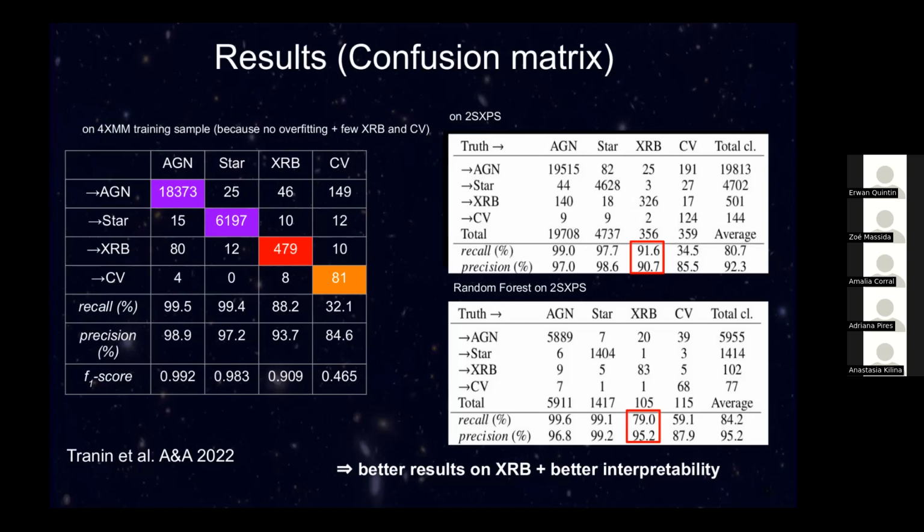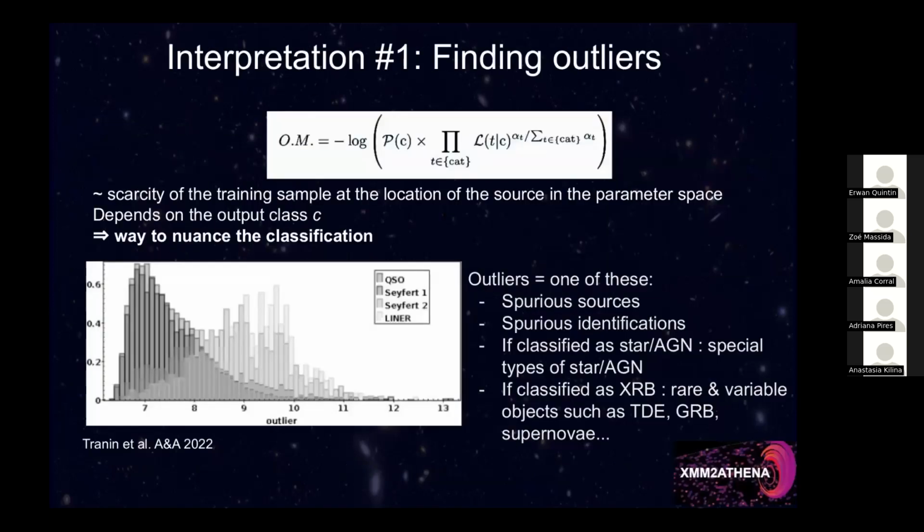This one is for Swift XRT, and this is the comparison with the random forest method. So we obtained similar performance to the random forest, but we have better interpretability, as I will now show.